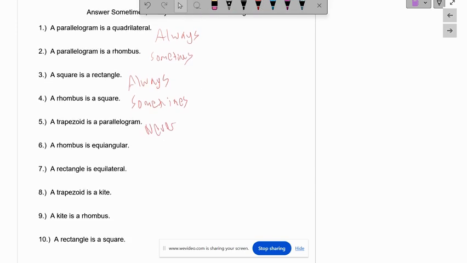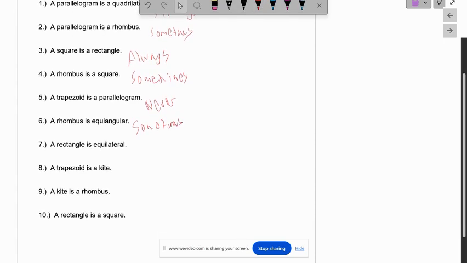A rhombus is equal angular. This is sometimes. Equal angular, meaning all angles are equal. Well, if that is true, then it ends up being a square. Okay. A rectangle is equilateral. This is also sometimes. Because, again, if it was equilateral, it would end up being a square. But rectangles are not always square.